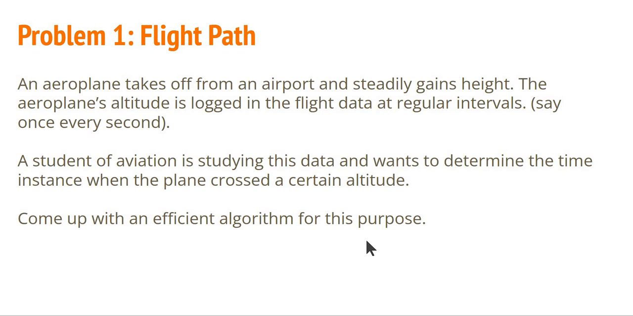So basically, this data of the flight's altitude is being logged in the flight recorder. The student looks at the entire log of data. Maybe it could be a million points, lots and lots of points. And from there, the student wants to find out when is it that the first time the plane went above a certain height. Let's see this from numbers.